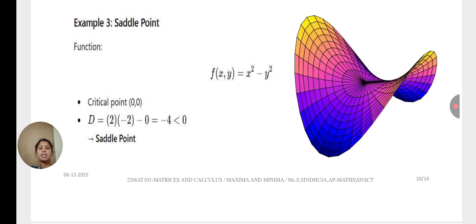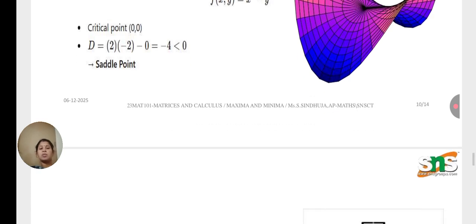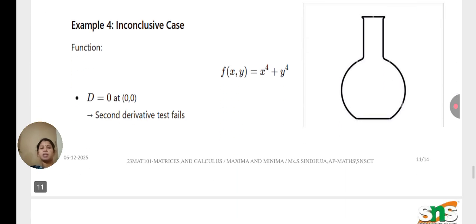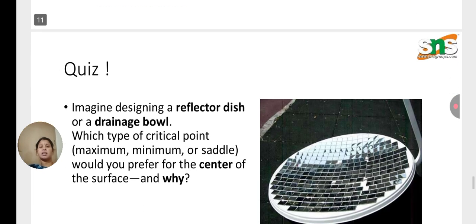When the case is a saddle, that is when D is less than 0, the function may be in the form of x square minus y square. Here we get D as minus 4 when differentiating, so we can conclude this is a saddle point. The remaining case is the inconclusive case. For a function where, when differentiating and simplifying, we get D as 0, we can say it is inconclusive.